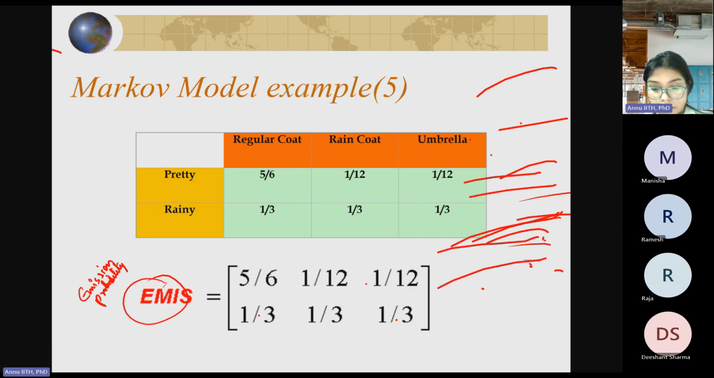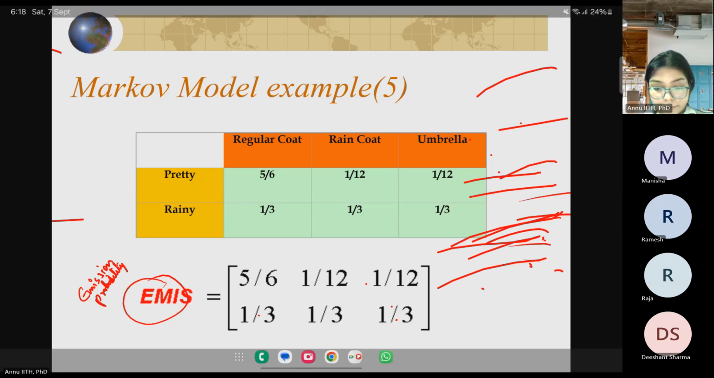Wait a second, it's not moving. I have to go like this.